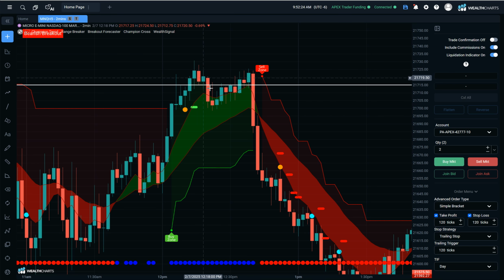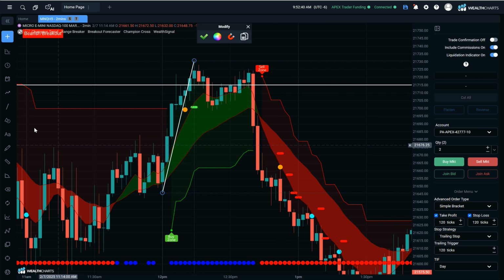Now I don't know if you can see this, so let me get my drawing tool with a trend line here to show you what I'm talking about. From right here we went up to right there. Okay, can you see that? That was the initial push up, and that went from 12 to 12:14, so about 15 minutes. This is a 2-minute chart. Then watch what happens here.